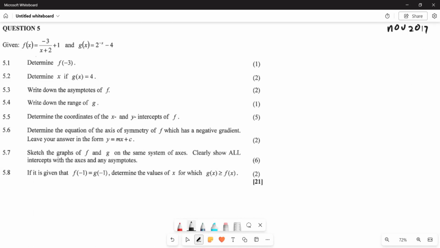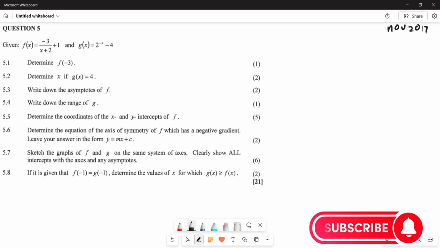The first question asks us to determine f(-3). Basically, when x is equal to -3, what is going to be your y? That is what this question requires us to do first. Let's see how we can do this type of question. We are going to start here.